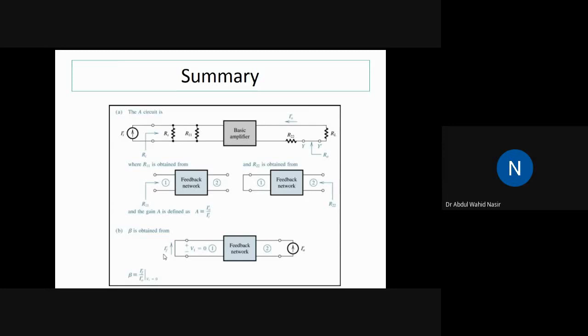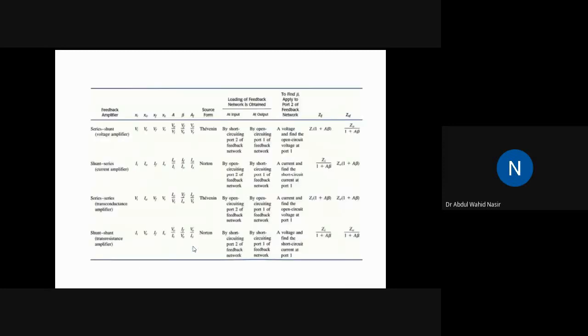Also, beta from this feedback network: side one you have to short circuit, and side two you will have the output current I naught. So beta will be IF dash by IO dash, at V1 equal to 0. If you do so, you will get the value of beta.